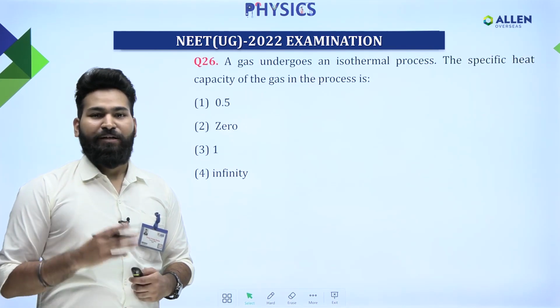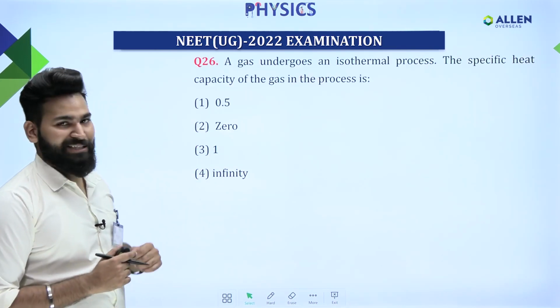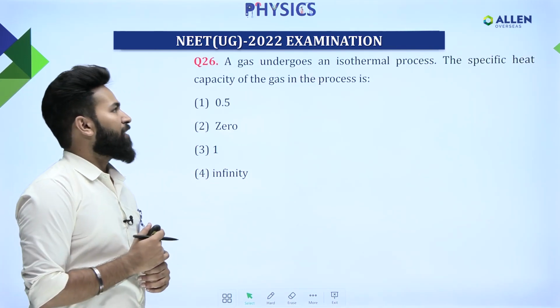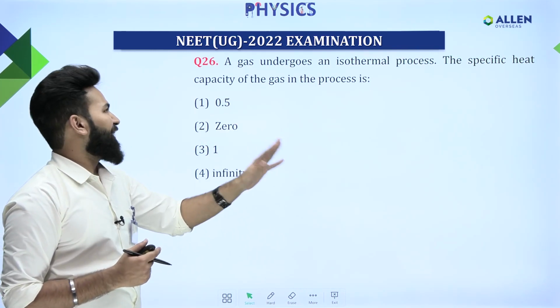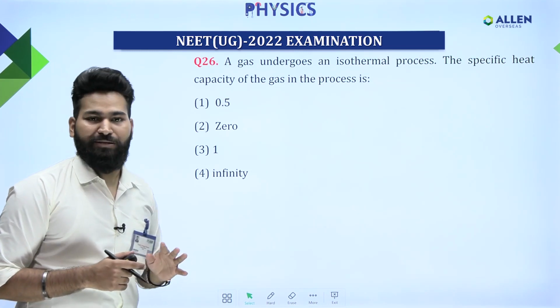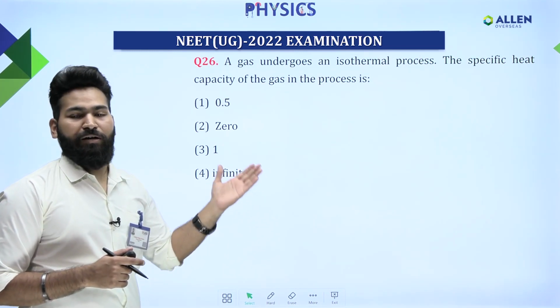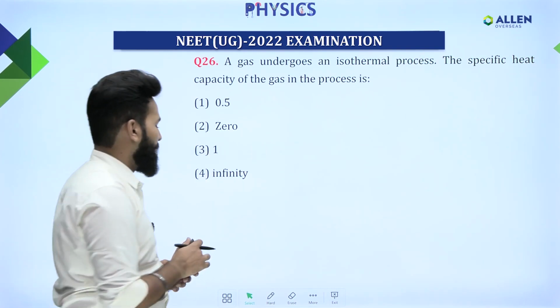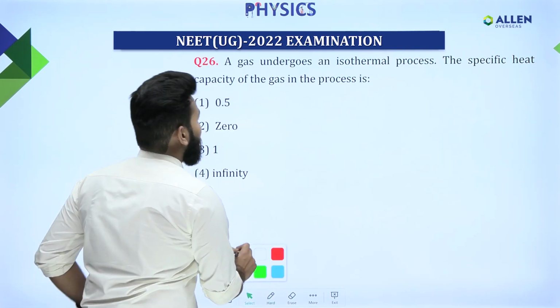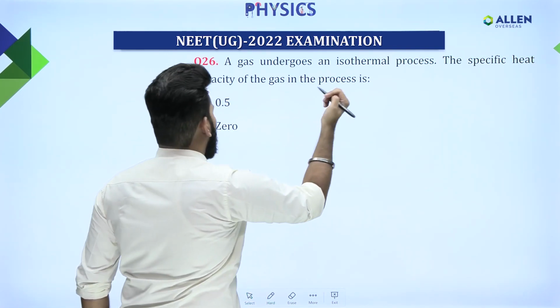That's great. Now let's move on to question number 26, which is again a very easy question. A gas undergoes an isothermal process. The specific heat capacity of the gas in the process is... Again, that's a question from our module. It's a solved example in the module itself. It's given in the question that I have to find the specific heat capacity.